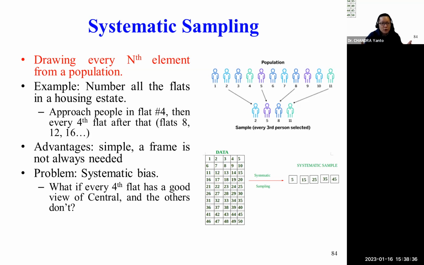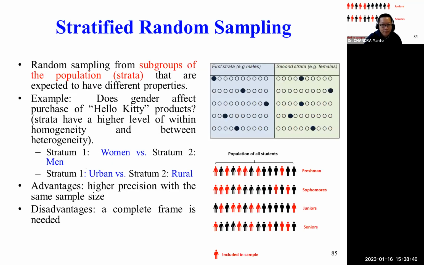So, but it can also have systematic bias. For example, some people do not want to live in certain flats that have number 4 or number 13. But this is what it means to be systematic. And another one is called stratified random sampling.